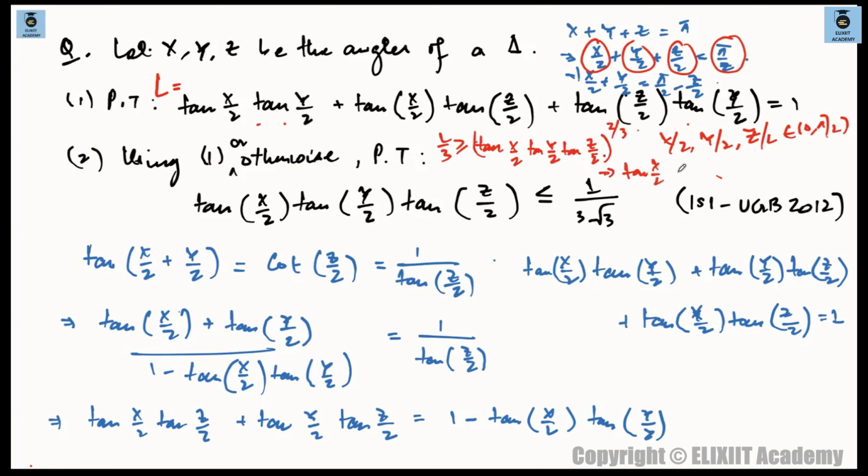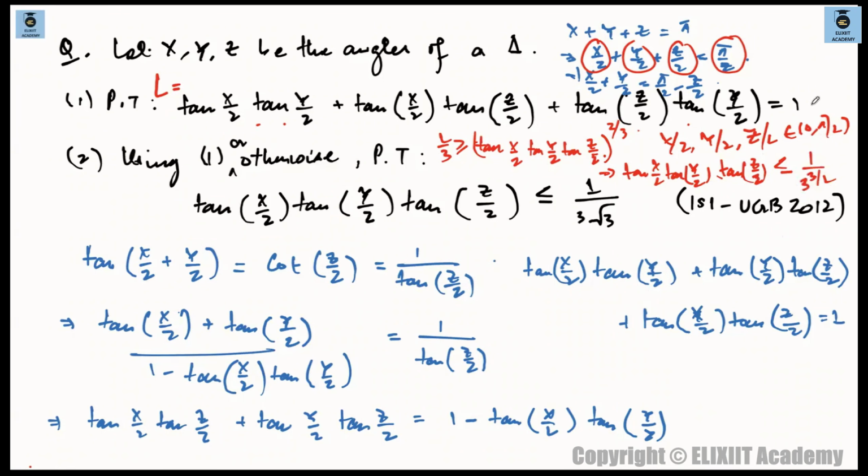So tan x by 2 tan y by 2 and tan z by 2, this quantity is less than or equal to, the value of L is 1, so 1 by 3, and raise the power to 3 by 2. So this quantity is less than or equal to 1 upon 3 to the power of 3 by 2, and 3 raised to the power of 3 by 2 is the same as 3 root 3, so 1 by 3 root 3.